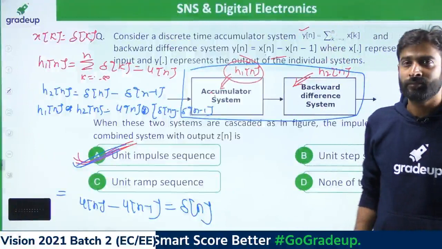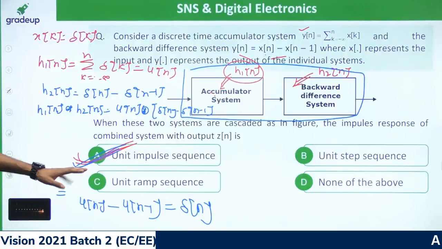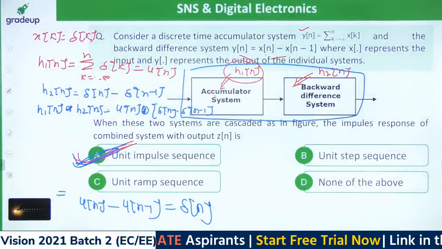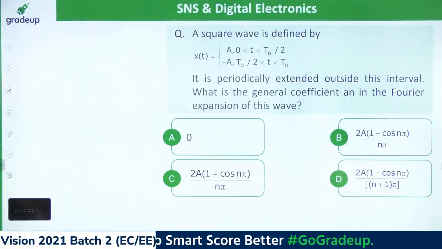We have to apply it, right? So the correct option for this one is the impulse sequence. You will get the impulse sequence. That is the first response I'm explaining. Right, now the next question I'm giving you. Everybody just give me the answer for this.